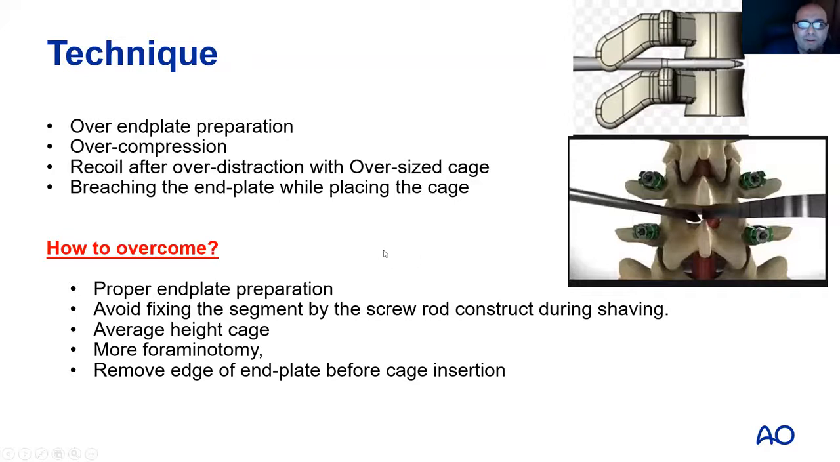So to overcome bad surgical technique, you need to properly prepare your end plate. Avoid fixing the segment with screws and rods before putting the cage. You need to leave it free, and you can rely on an intervertebral or interlaminar spreader that can help you to put the reamer, then release the distraction and start to do the reaming and the shaving.